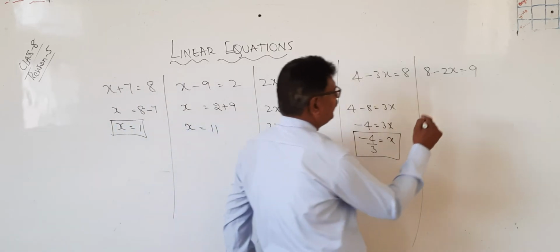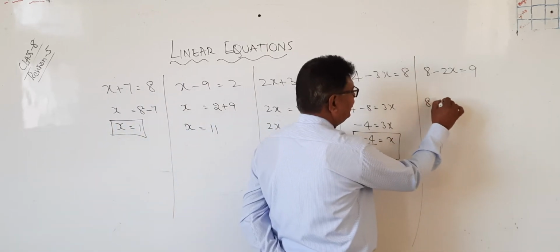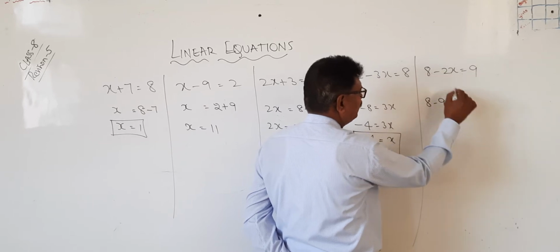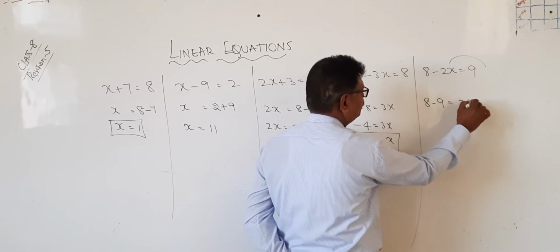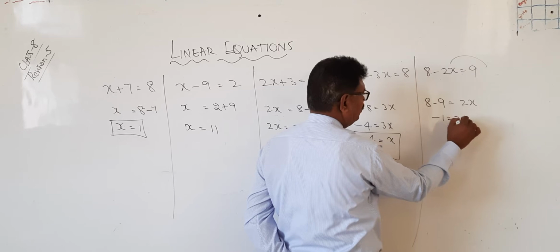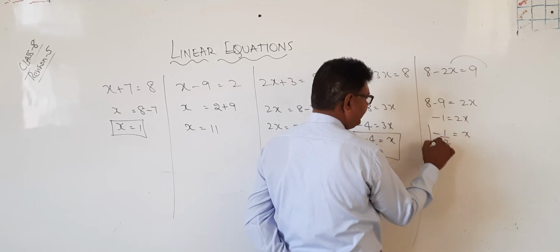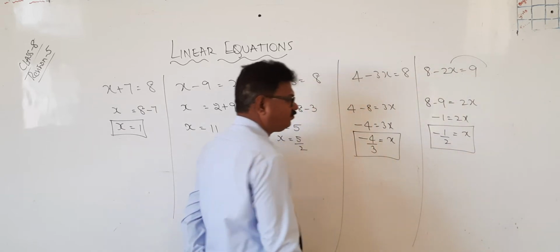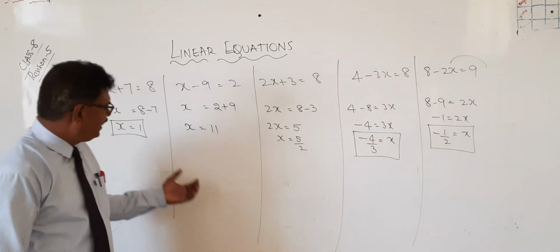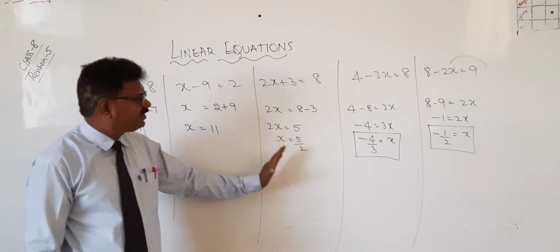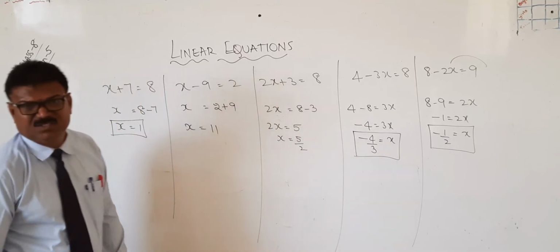Next one, very simple. Here also 8 minus 9 equal to, if you go that side, plus 2x, minus 1 equal to 2x, therefore x equal to minus 1 by 2, like this. Okay? So here you see all these are all first type of linear equations.